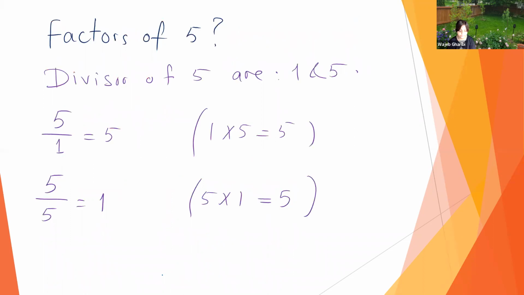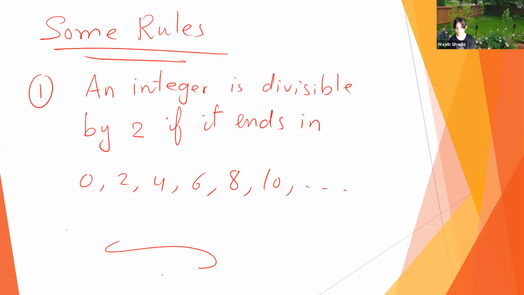Good. What are the factors of 5? We have to find the divisors of 5. 5 is divisible by 1 because 5 divided by 1 equals 5, or 1 times 5 equals 5. 5 is divisible by 5 because 5 over 5 is 1, or 5 times 1 equals 5.